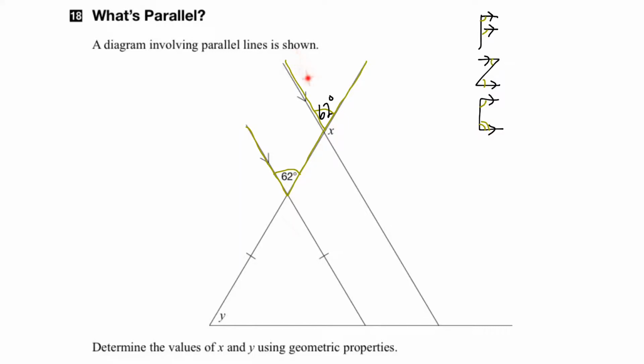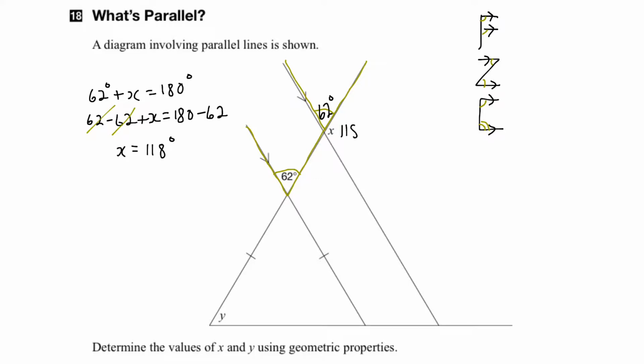We might see here that 62 degrees and x form a straight angle. Straight angles are 180 degrees, so we can say that 62 degrees plus x add up to 180 degrees. Okay, to solve for x, we can subtract 62 from both sides. And when we do that, we can see that x will equal 118 degrees. So x here is 118 degrees.